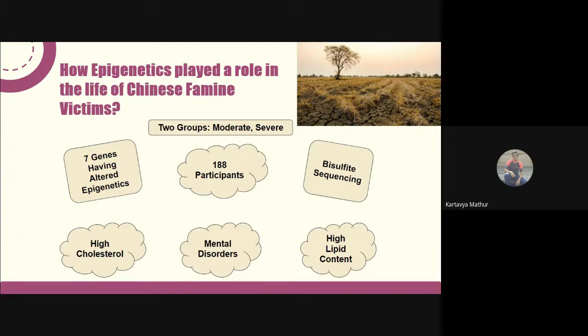The entire study focused on lipid profiling. It showed that the children whose mothers were in the gestation period of up to 6 months during this Chinese famine had high cholesterol levels and high lipid content, and they had obviously high levels of IGF-2 methylation.